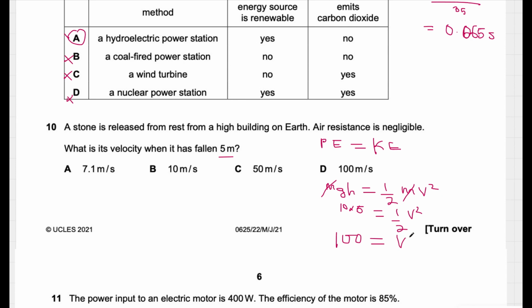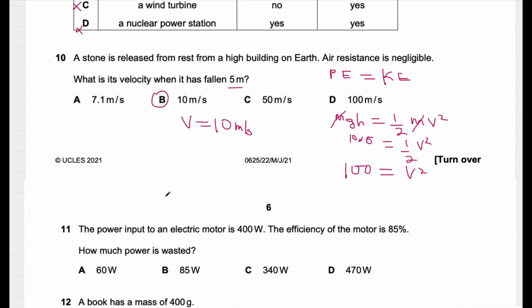So we find the square root of 100. Square root of 100 is 10. So our v is equal to 10 meters per second. Our v, the speed of the stone, is equal to 10 meters per second. So if that is true, our answer will be B. So we'll move on to the next question.